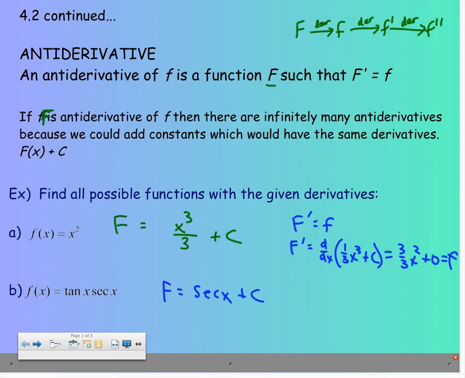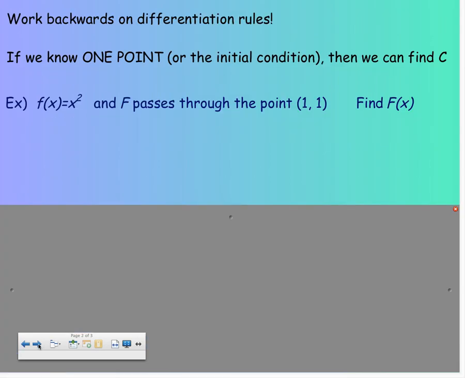So we're taking antiderivatives. Oh my gosh, it's so exciting. I know, that wasn't very much excitement in my voice, was it? So you're working backwards on the differentiation rules. If you know just one point, you can actually figure out what the c is. So I'm going to take this another step here. If instead of just saying, find the function whose derivative is given, they give us this initial condition. This is considered an initial condition, or a condition on the graph.